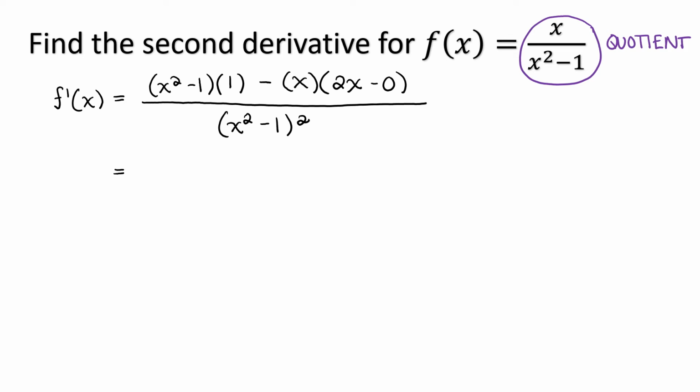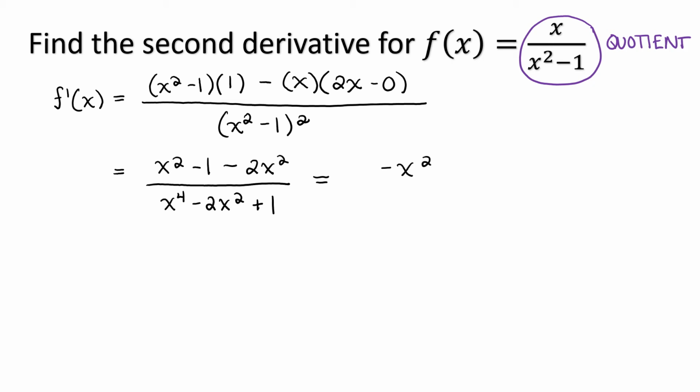So this is equal to x squared minus 1 minus 2x squared all over, and because we won't be able to take the derivative of this yet, we'll want to square it out. So we'll have x to the fourth power minus 2x squared plus 1. And then simplifying a bit more, we have negative x squared minus 1 all over x to the fourth power minus 2x squared plus 1.